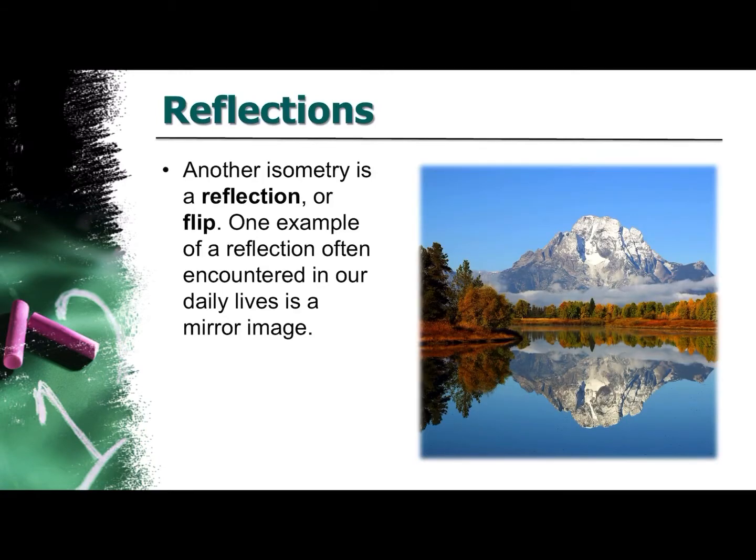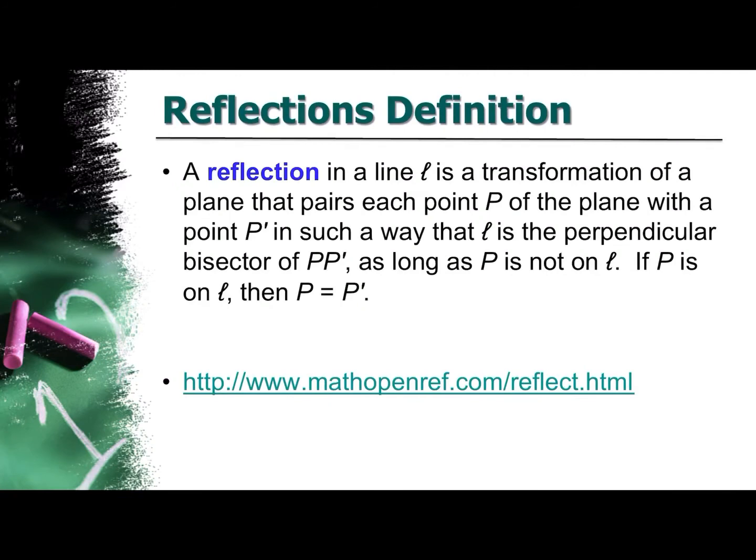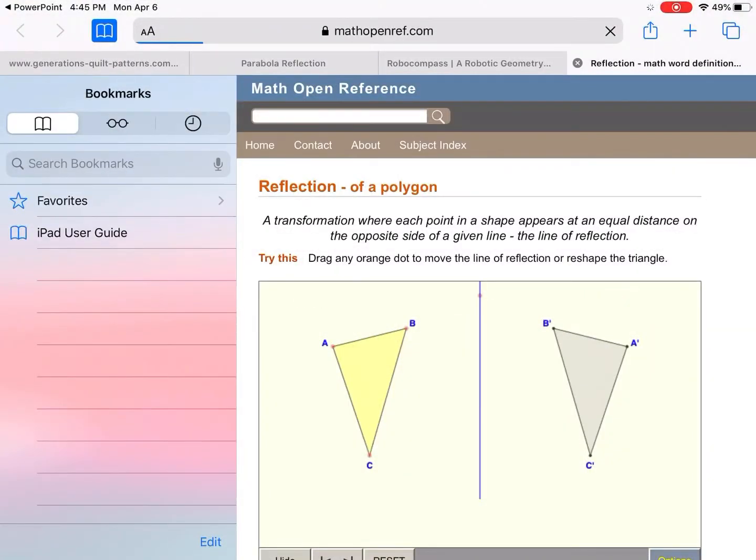the pre-image. We see reflections all the time in our daily lives. Anytime you're looking in a mirror, or even the water as a mirror, as in this picture. The definition of a reflection is that it pairs each point P in a plane with another point, the image, or P prime, in such a way that L is the perpendicular bisector of that segment PP prime. We'll talk about that a little more later in the video.